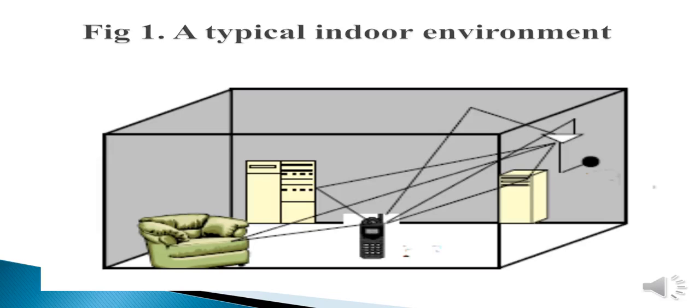This figure 1 shows a typical indoor environment. The transmission from the transmitter to the user equipment or the receiver usually follows multiple signal paths, which we call multipath, to get to the receiver. And while going through multiple paths, they tend to be obstructed by different scatterers within the environment.